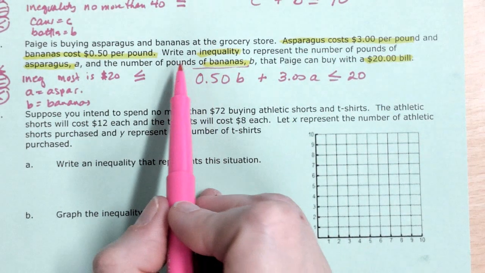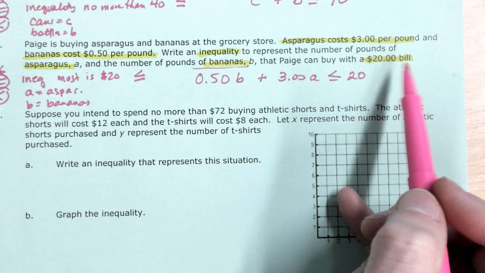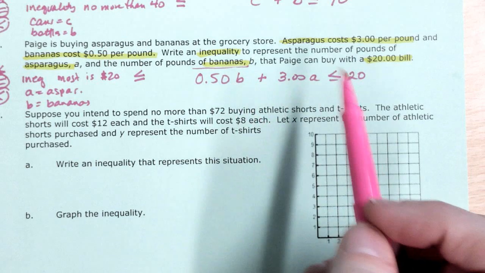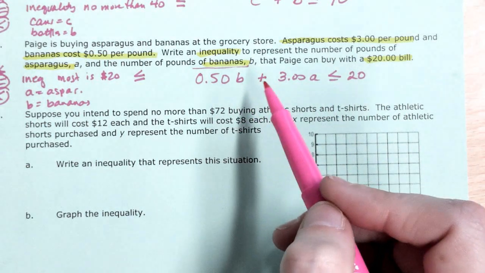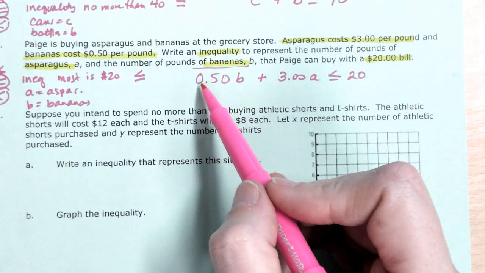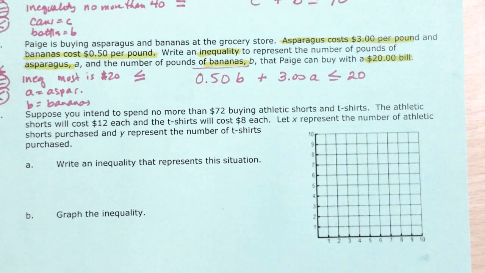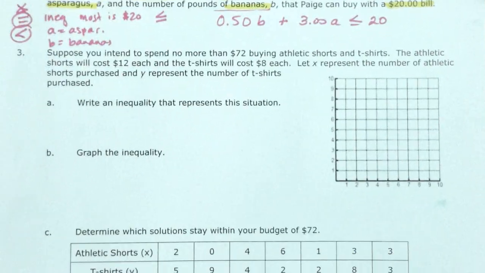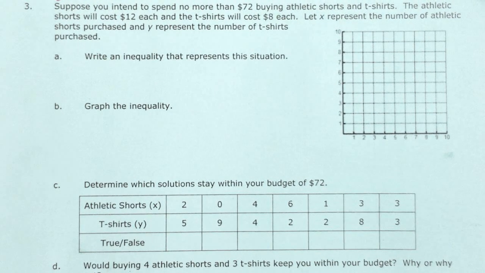So remember, when my variable is not the same as my answer, like here I'm ending up with money, I'm not ending up with pounds. If I was ending up with pounds, then I would do A plus B is less than or equal to 20. But since I'm ending up with money, I have to do something to these pounds to turn them into money. 50 cents for every pound of bananas plus $3 for every pound of asparagus should be less than or equal to $20. Okay? And I know this is tricky. You've never written these kinds of equations before, but that's why we're practicing it. I want you to try to write the inequality for number 3.